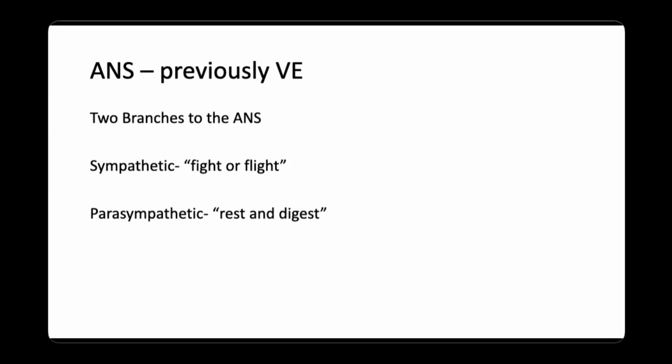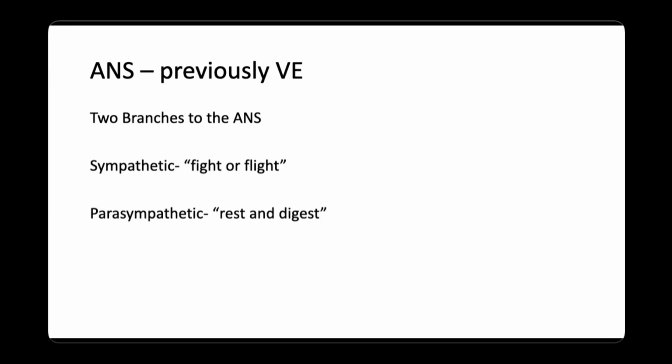Now, if you've been following along with our earlier content, you might remember the term VE, which stands for Visceral Efferent. That's the old terminology we used before calling it the ANS. Same concept. These are motor commands going out to internal organs, glands, and smooth muscles. The ANS splits into two branches, the sympathetic and the parasympathetic systems.